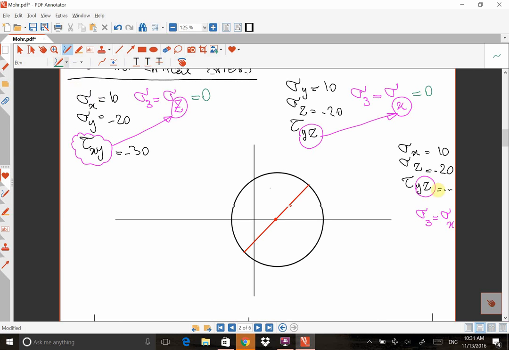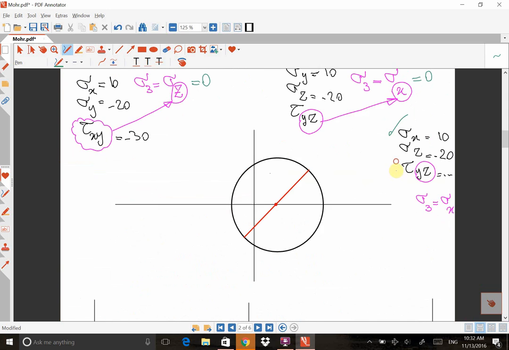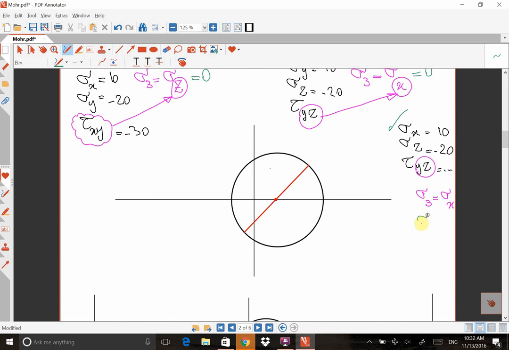So let's go for the third example. In the third example, sigma 3 is sigma x. Sigma x, is it given to us? Yes, this is sigma x. So in this case, sigma 3 is 10.